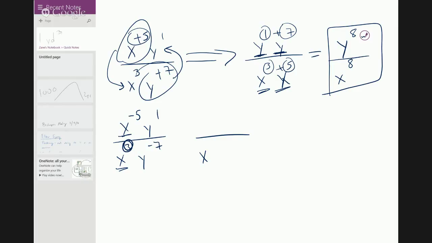Now, the question is, what is the exponent going to be? Well, what I need to do is take the larger of the two exponents minus the smaller of the two exponents.